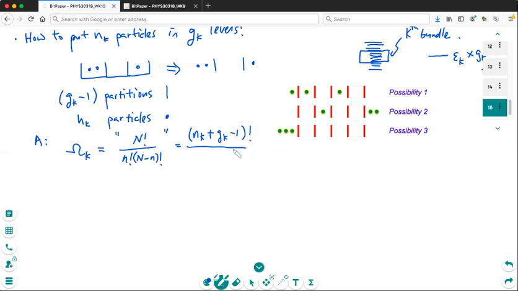Although we cannot differentiate between particles, and we cannot differentiate between the partitions, we can differentiate the partitions from the particles. So we have to do this operation here. So I will have to divide by nk factorial, right? And then I have to divide by gk minus 1 factorial. Okay, that's it. That's the answer. So this is the coin problem, just as a reminder.